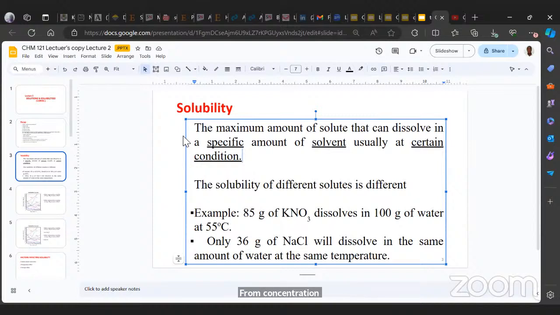For example, for solubility, you say 85 gram of KNO3 dissolves in 100 gram of water at 55 degrees Celsius. Higher than that, it might be able to dissolve more. Lower than that, this amount of KNO3 may even reduce. Now, only 36 gram of NaCl would dissolve in 100 gram of water at 55 degrees Celsius. You see that their solubility is different. So KNO3 is more soluble than NaCl.